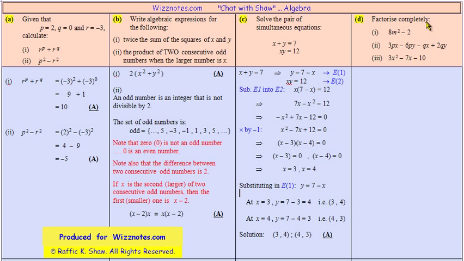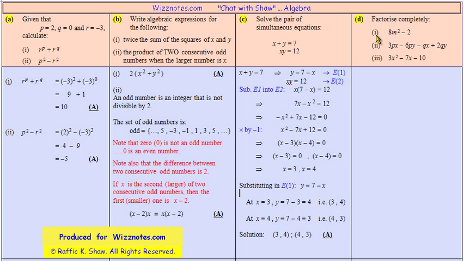Part D says factorize completely. Now this is very important. Completely, meaning you factorize all the way down till you cannot factorize anymore. That's what completely means. So sometimes there are 2 or even 3 steps in the factorization. Alright? But the word completely means that you cannot just do the first step. You have to go all the way.